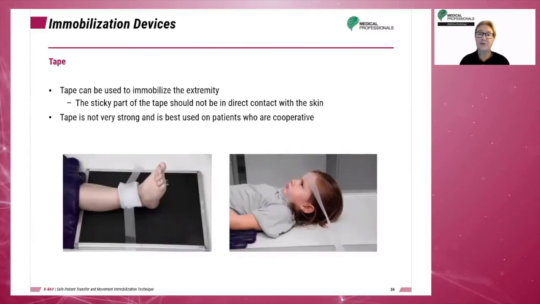Tape can be used to immobilize the extremities. However, the sticky part of the tape should not be in direct contact with the skin. A cloth sponge can be placed between the tape and the skin to prevent skin damage. Tape is not very strong and is best used on patients who are cooperative but are unable to remain motionless during exposure.